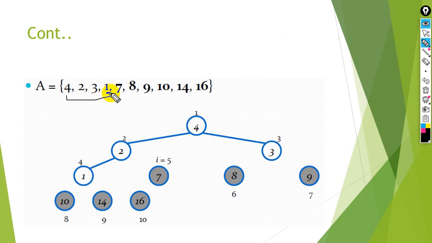So 4 and 1 will be swapped. So here 4 will be in place of 1, so it will take the place of 1, and 1 will take the place of 4. Okay, so now we swap these two. So again, this is not a max heap, so we will perform the heapify function to make it a max heap.